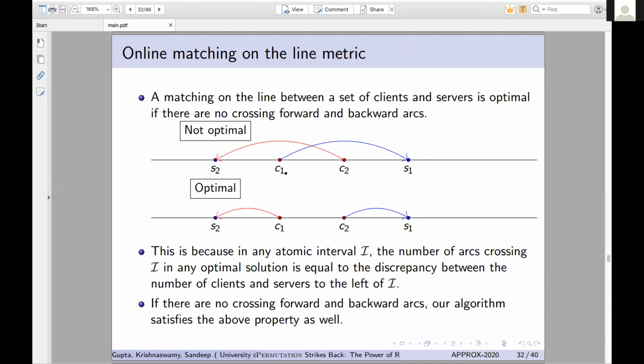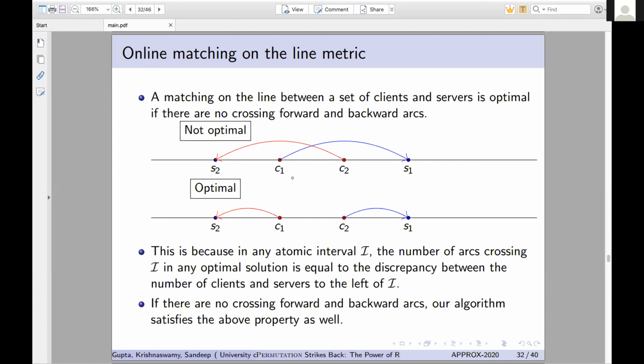On the line, you can come up with more properties for matching. So for example, one key property is that a matching on the line between clients and servers is optimal if there are no crossing forward and backward arcs. Here by forward, I mean when a server is to the right of the client, and by backward when a server is to the left of the client.